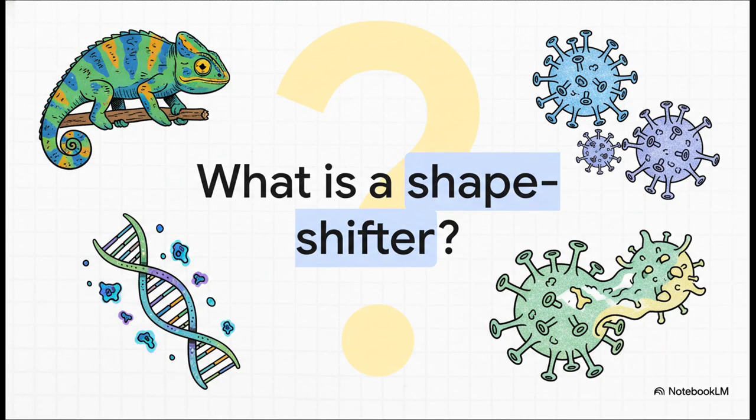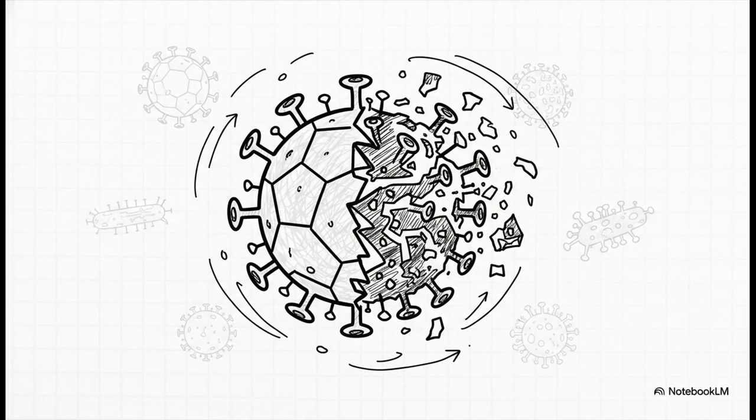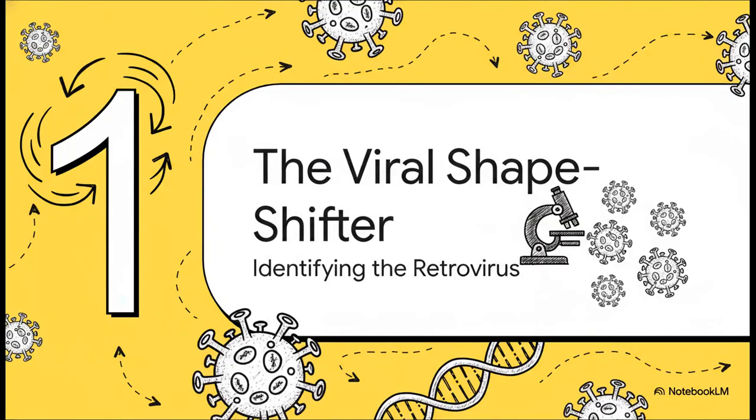So, when I say shapeshifter, what do you picture? Is it some animal changing its colors to blend in? Or is it something deeper, something way more fundamental, happening at the genetic level? The answer is hiding in the invisible world of viruses. Turns out the ultimate biological shapeshifter isn't some mythical beast. Nope, it's a very specific type of virus, one with an incredible and sometimes pretty dangerous ability to adapt on the fly.